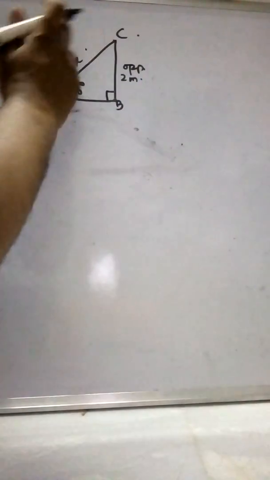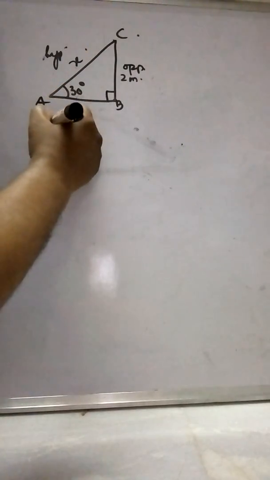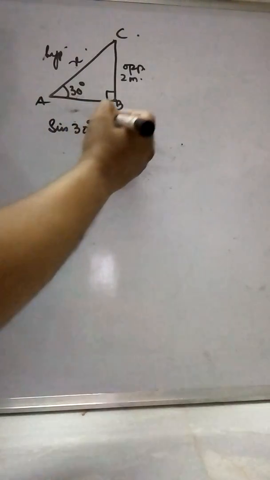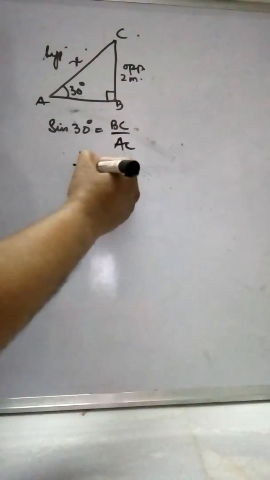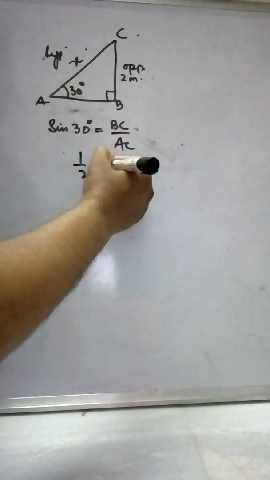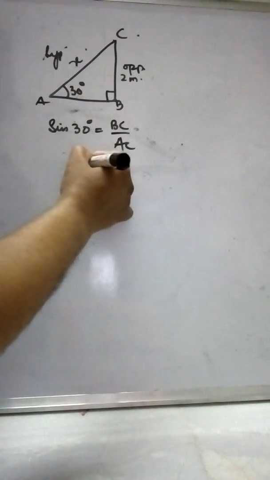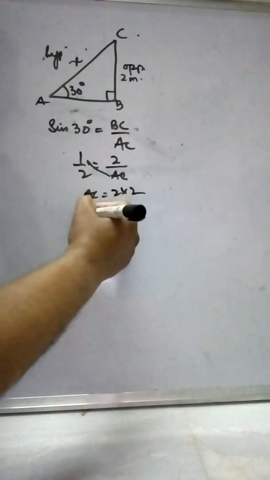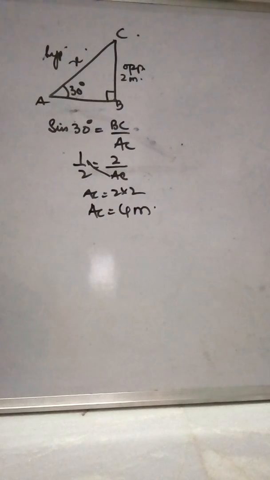So opposite by hypotenuse, the trigonometrical ratio, the T ratio, is sine. So I'll take sine 30 degree is equals to BC by AC. Sine 30 degree is 1 by 2 is equals to 2 by AC. You can take AC or X. So cross multiply. AC into 1 is AC is equals to 2 into 2. AC will be equals to 4 meter. So this is the length of the slide.